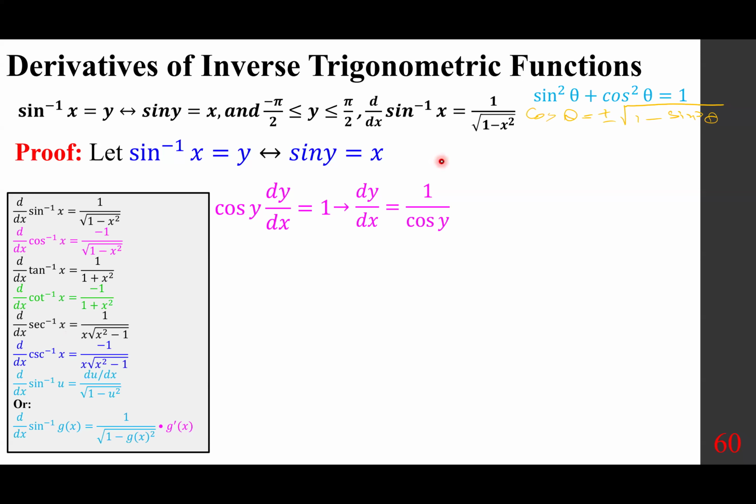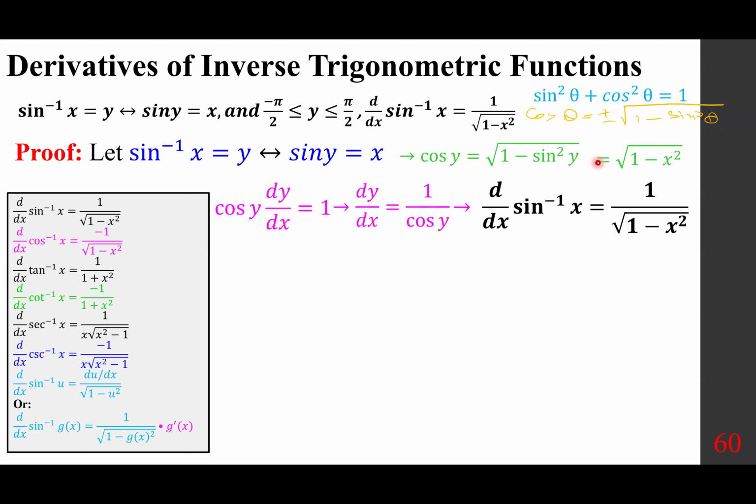Same thing happens here. Cosine y is plus or minus the square root of 1 minus sine squared y, but cosine is positive from negative pi over 2 to pi over 2, in the fourth quadrant and the first quadrant, so it's only positive. And sine y is x. We are going to replace this with x. So we are going to write equals square root of 1 minus x squared. So now we replace the cosine y, and we get exactly what we were claiming. So we proved the first one, everybody.